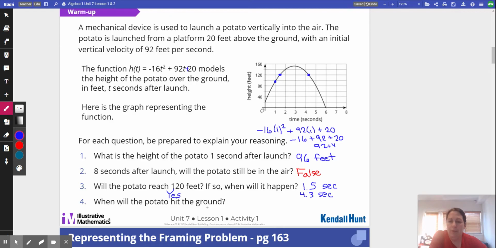When will the potato hit the ground? Well, I'm looking for when the height is 0. When does it hit the ground? It happens just before 6 seconds. So I'm going to say about 6 seconds.